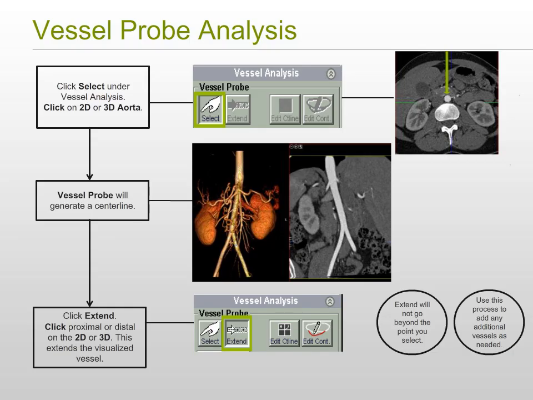To vessel probe the aorta, in Vessel Analysis, click Select. Click on 2D or 3D aorta. Vessel probe generates a center line. In Vessel Analysis, click Extend. Click Proximal or Distal on the 2D or 3D aorta. Extend does not go beyond the point you clicked. The visualized vessel extends. Repeat this process to add vessels.